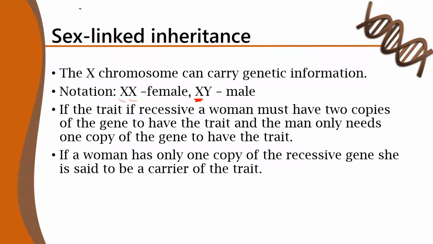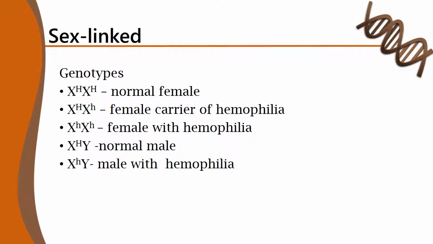So if a woman has only 1 copy of the recessive gene, she is said to be a carrier of the trait. Because as a carrier, that female could pass on that condition or that trait to their kids. So here's a look at how we denote the genotypes in sex-linked. This looks very different than what we've seen before, and our Punnett squares will use this notation instead when we are talking about sex-linked genetic problems.